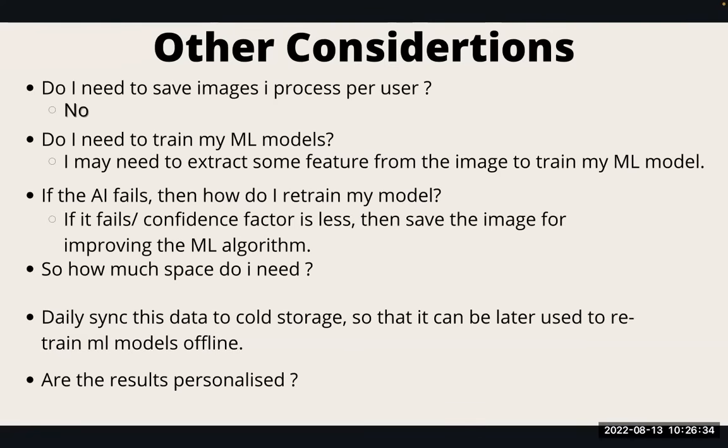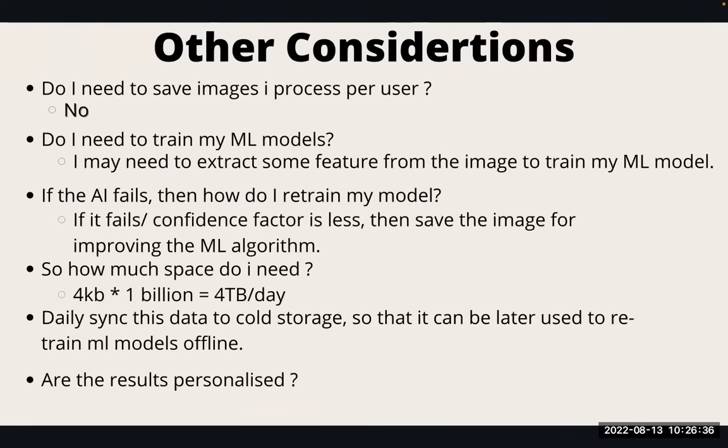Okay. And then how much space do I need? Because I'm saving all of these images, what is the space which I will need in my system? As you know, there are 1 billion queries per day, and one image can be 4 KB, right? Google Lens can choose to not take an image of very high resolution because it doesn't need HD quality images. So 4 KB times 1 billion is 4 terabytes per day. Okay, so Google will have to store 4 terabytes per day so that it can train its ML model and fine tune its algorithm.